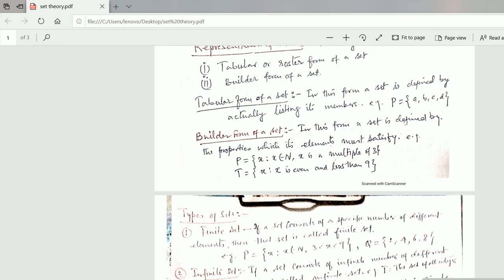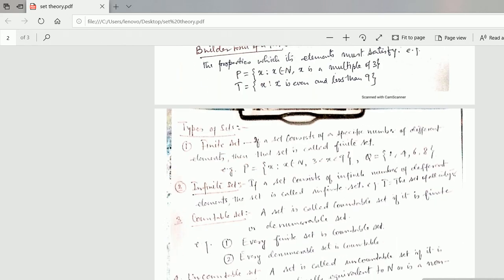T = {x such that x is even and less than 9}. So we will consider those numbers x such that x is even and less than 9. So what will be the set? T = {2, 4, 6, 8}. They are even and they are also less than 9, isn't it? Now see types of sets.